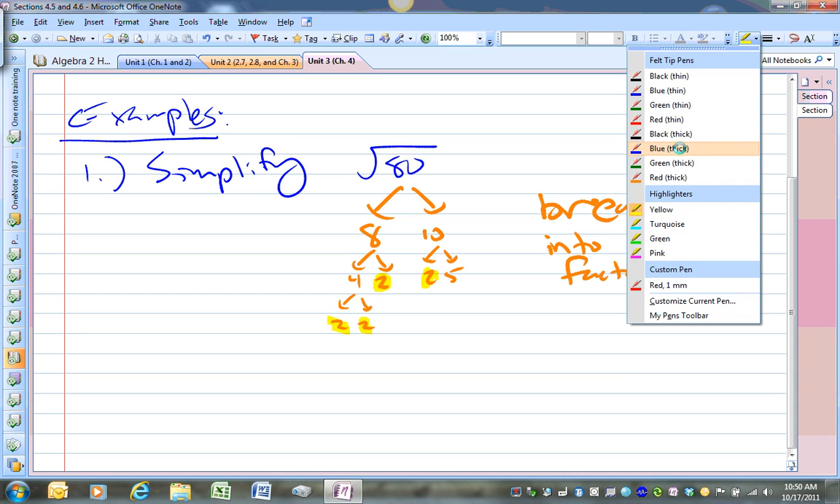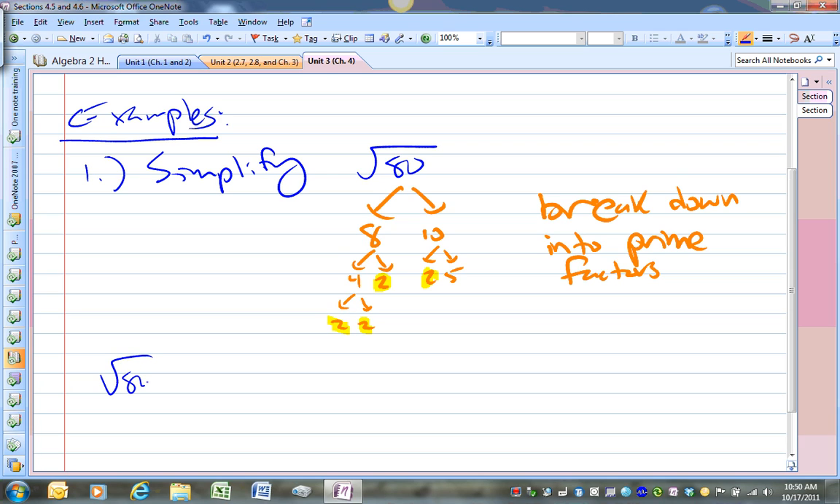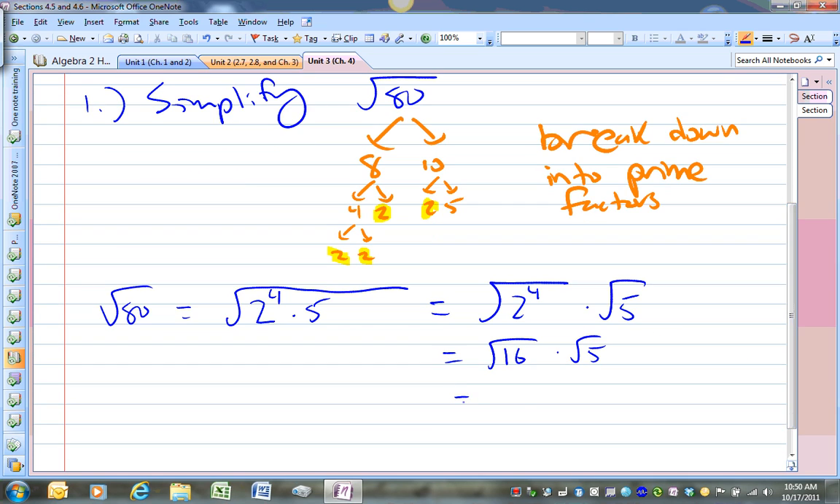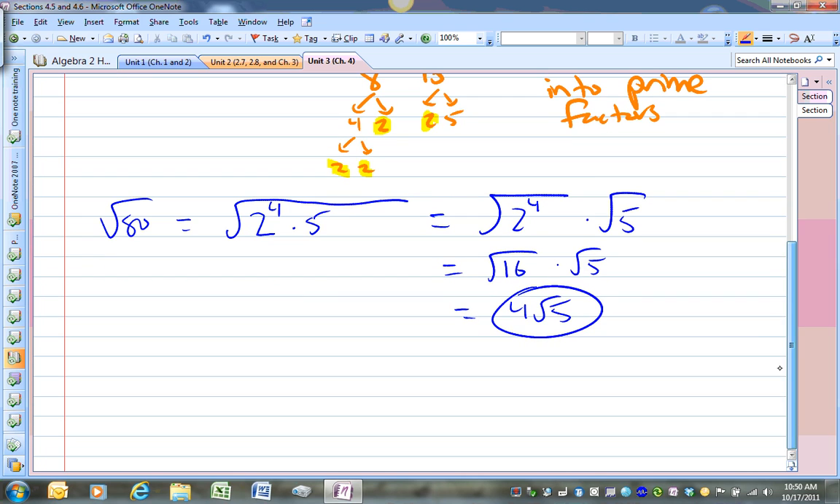So root 80 is the same thing as saying the square root of 2 to the 4th power times 5. Or you could break it apart like this. 2 to the 4th power is 16, which is just going to be 4. So you just get 4 root 5. Let's try another one.